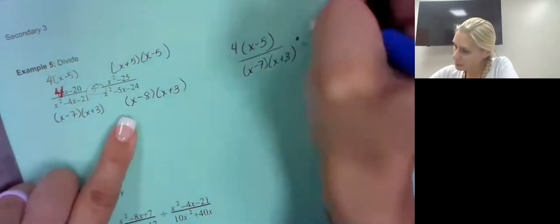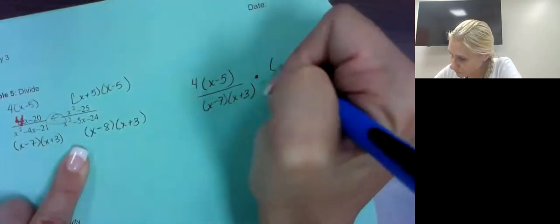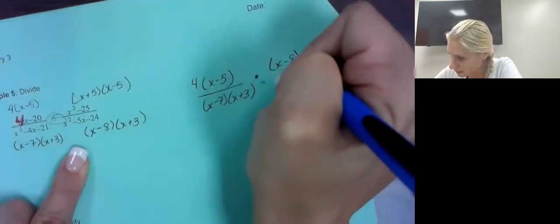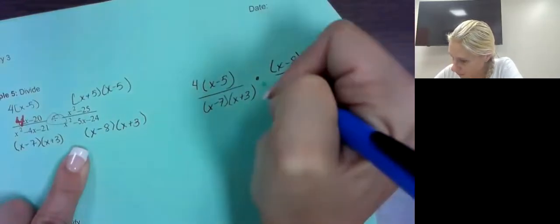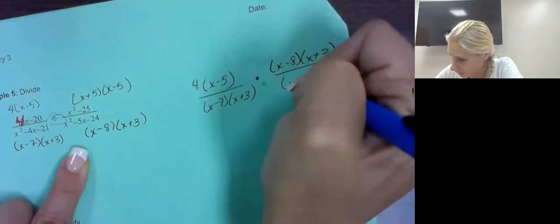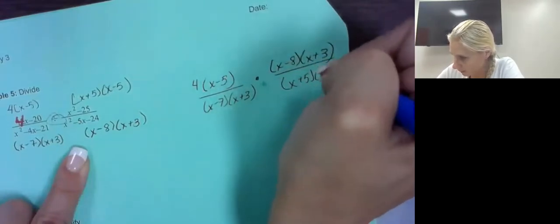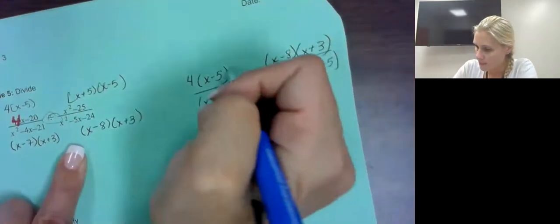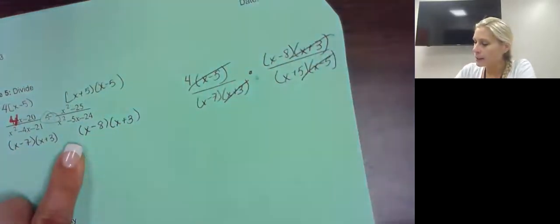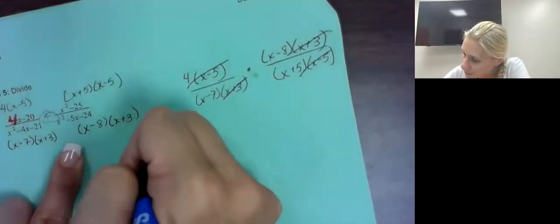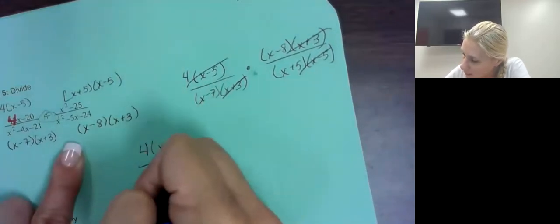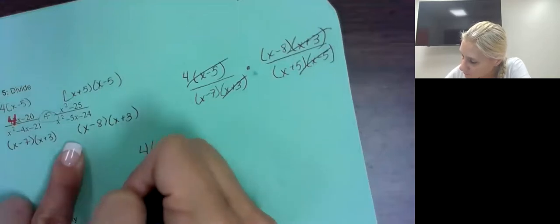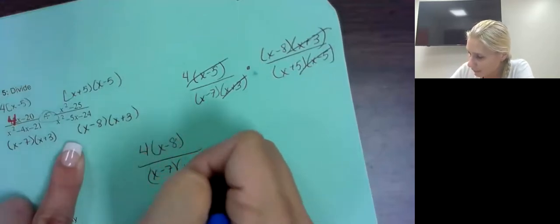Multiply and flip. So now on top is the x minus 8 times x plus 3 all over x plus 5 times x minus 5. Let me cross off. Ready? Cross off. What's in common? Whatever is left over is our answer. On the bottom is x minus 7 times x plus 5. And we're done.